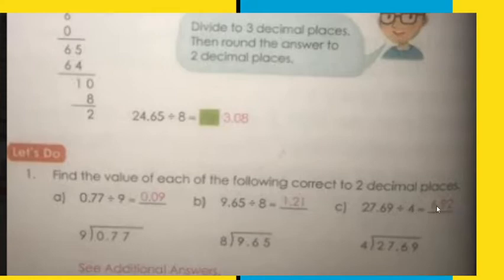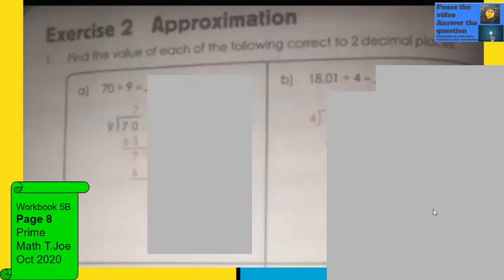If we take 7 times 4, I know that 7 times 4 is 28, and 27 and 69 hundredths is approximately 28. It's pretty close to 28, okay? So my answer is correct. Let's do a couple problems together.